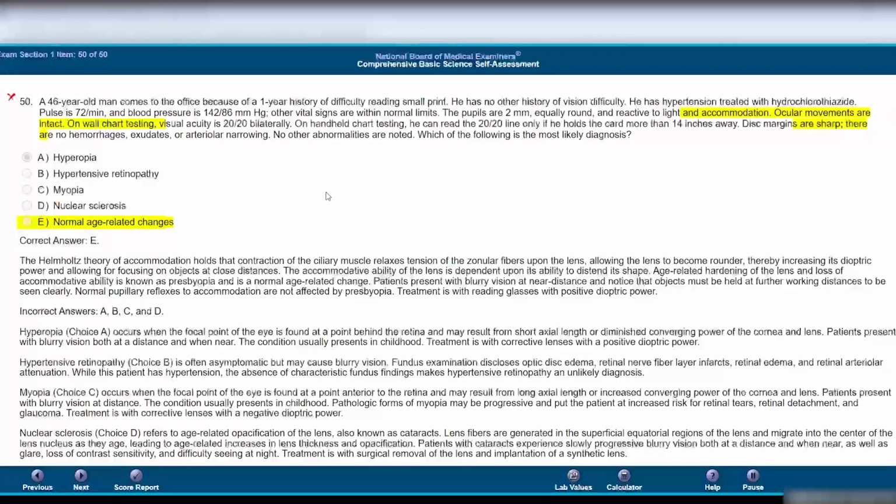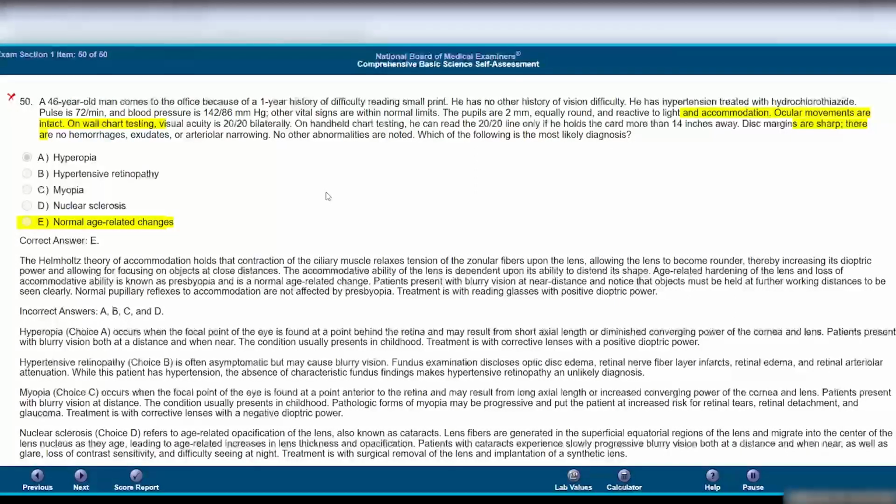Okay, let's see. A 47-year-old man comes to the office because of a 1-year history of difficulty reading small print. For this one, I just thought that if he holds a card farther away, he was nearsighted or farsighted. If I'm not mistaken, if you say that you're farsighted, that means that you can see far. Let me make sure, farsighted.